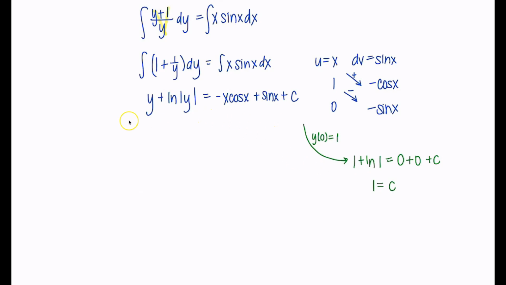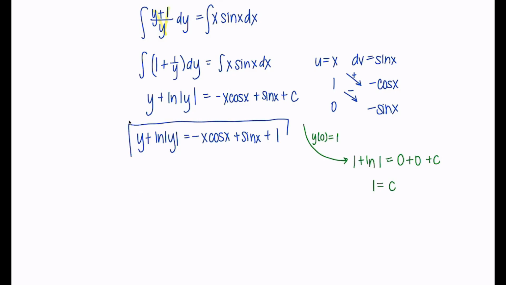We'll go ahead and substitute that back in here. So we get y plus natural log absolute value of y is equal to negative x cosine x plus sine x plus 1. And this is, again, our particular solution because we solved for c using our initial condition.